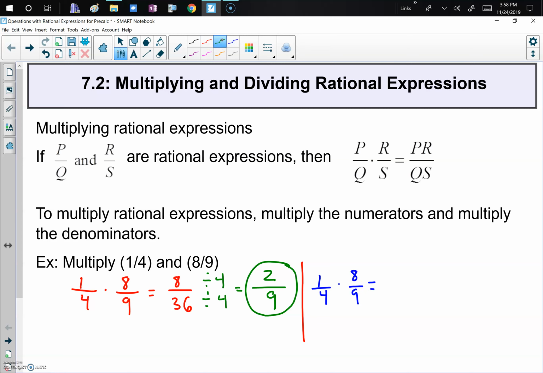So I might have noticed that I do have this factor of 4 here in the initial problem. I have a 4 in the denominator and an 8 in the numerator. So I could go ahead and simplify out or divide out that factor of 4, leaving a 1 in the denominator and a factor of 2 in the numerator. So here we're doing that simplification on the front end. So then I'd be left with 1 times 2, which is 2 in my numerator, and 1 times 9, which is 9 in the denominator. So we can see we still get the same final answer of 2/9, but it involved smaller numbers because we simplified on the front end instead of after performing the multiplication.